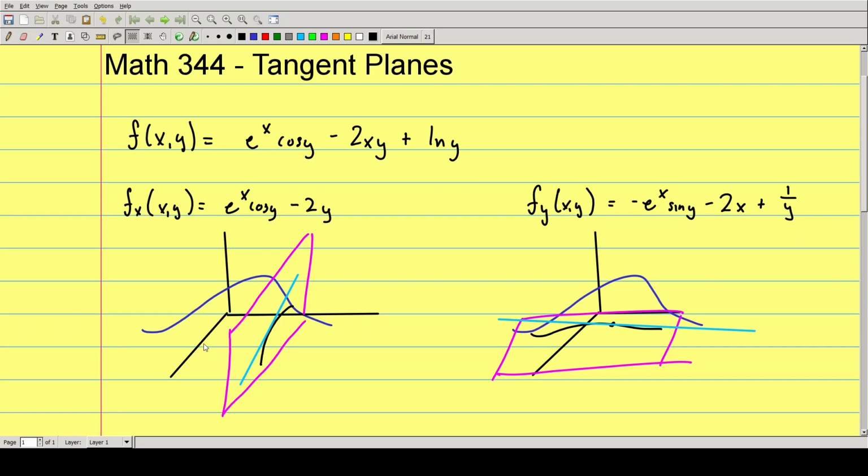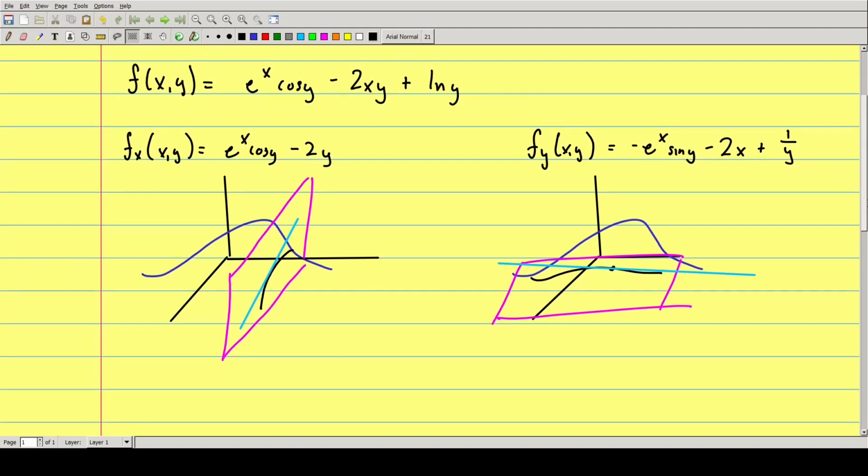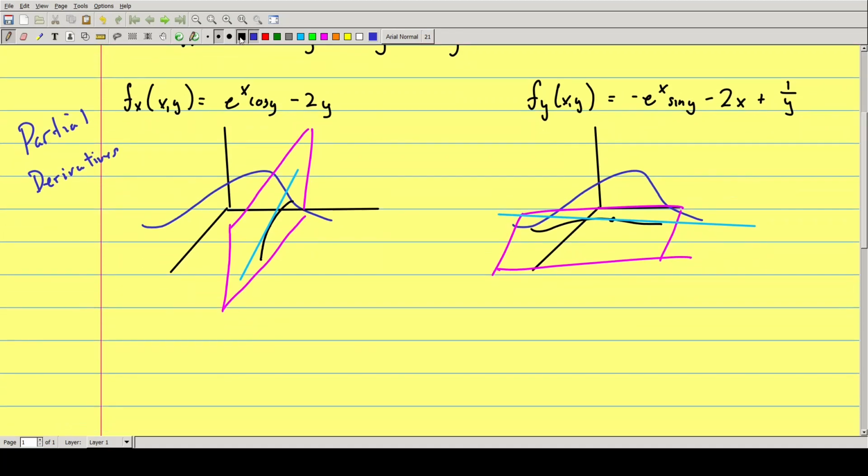And I went through all this because it connects to what we're going to be talking about today, which is concerned with the idea of a tangent plane. All right, so all of this is about partial derivatives. And now we want to talk about tangent planes.